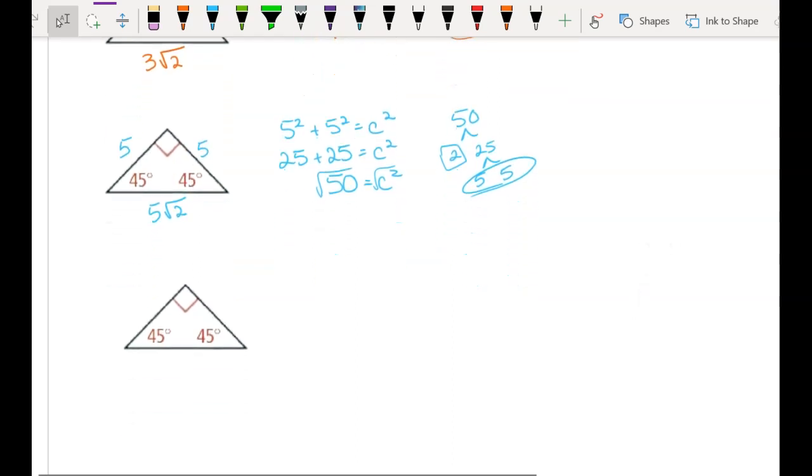So now let's try to apply it. If we're told that the hypotenuse is 14 square root of 2, what are the lengths of the two sides? What's the length of this side and what's the length of this side? So this one is 14 and this one is 14.